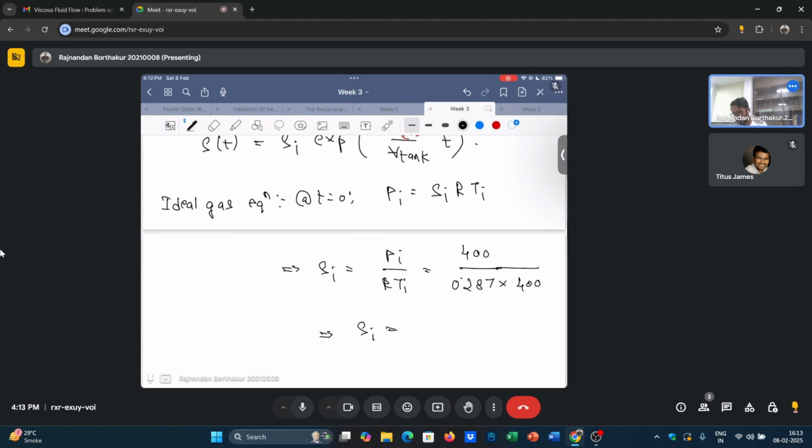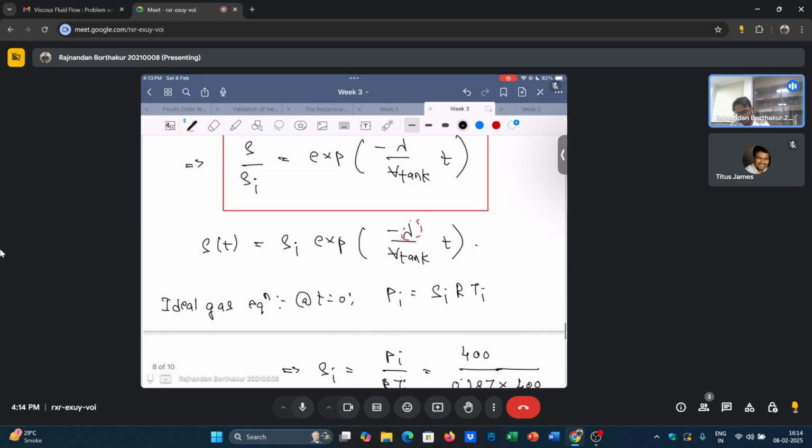is just, so I have the answer here. Just do this calculation. Your initial density should come out to be 3.48 kg per meter cube, which means I now know this. This is sorted. All I now need to know is lambda. That is also very simple.